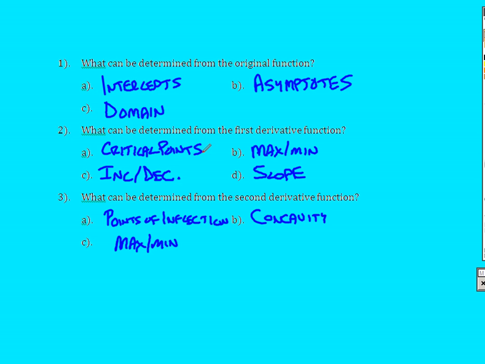For the derivative, we can always find critical points. We use those to find max and min, and when we have increasing and decreasing. And of course, the derivative still always tells us slope.